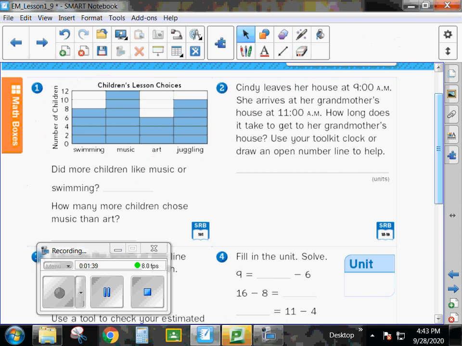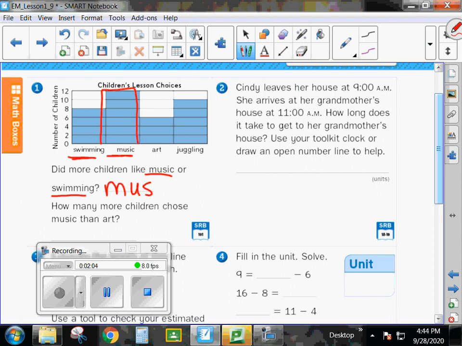So the very first question said, did more children like music or swimming? This is a very simple question with bar graphs. We're comparing music and swimming. So all I got to do is look at these two bars. Now, it didn't ask me how many children like music or swimming. It just asked me which one did the children like more, music or swimming? So you're just simply looking for the taller bar. So of course, music is your answer.